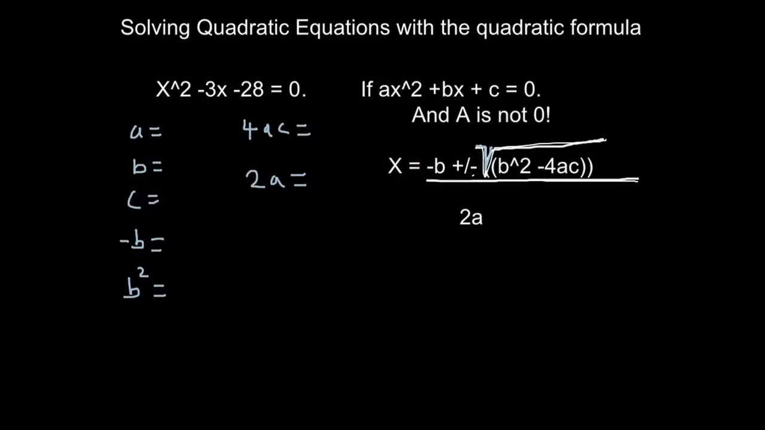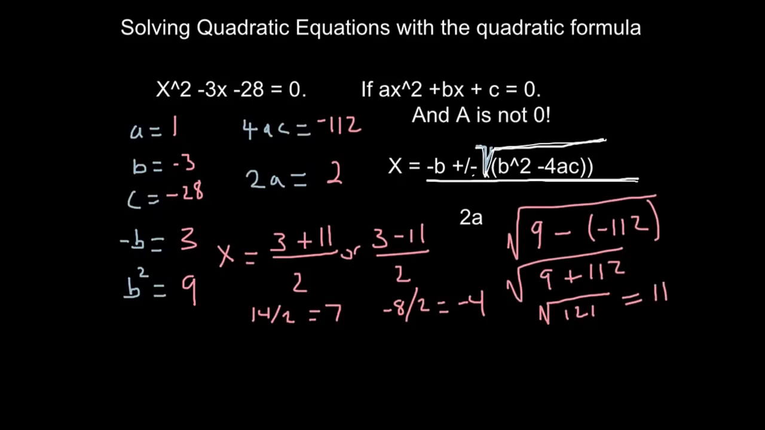Go ahead. So for all your values, you should have a equals negative 1, b is negative 3, c is negative 28. So negative b is going to be 3, b squared is 9, 4ac is negative 112, and 2a is simply 2 times 1, 2.